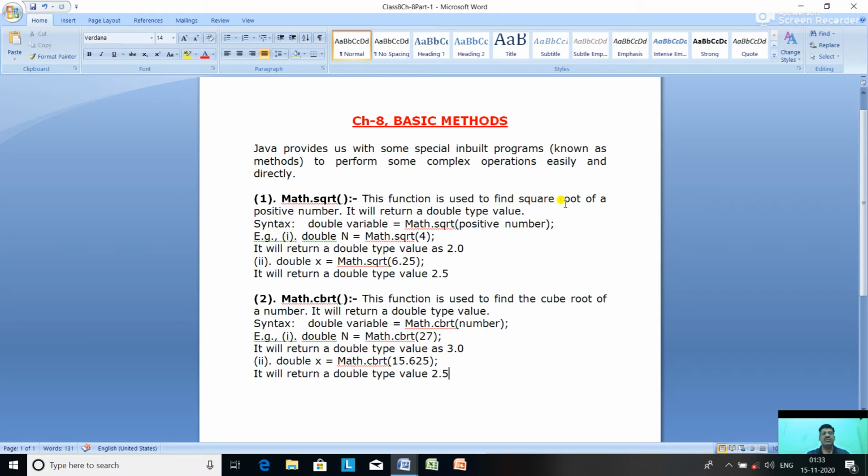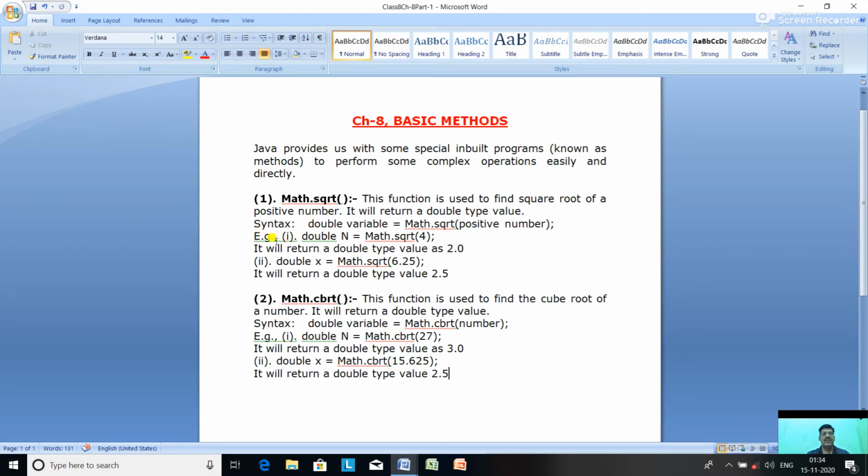So what is the Math.sqrt method? This method is used to find the square root of a positive number. See, it finds the square root of only a positive number, not a negative number. The square root of a negative number is not possible. And it will return a double type value. Its return data type is double. Syntax: double variable name equal to Math.sqrt, and in the bracket we can give any positive number. So this is the syntax of the Math.sqrt function.